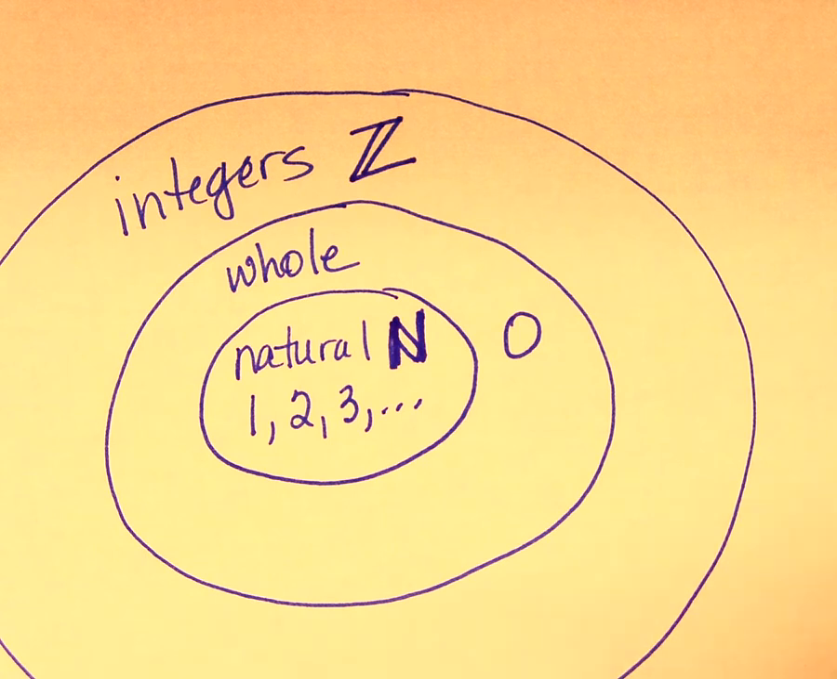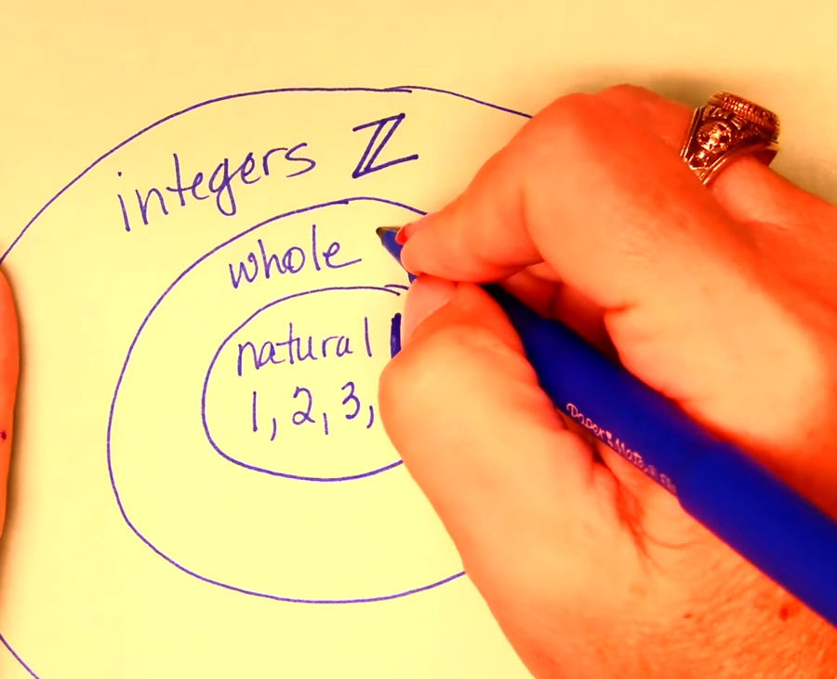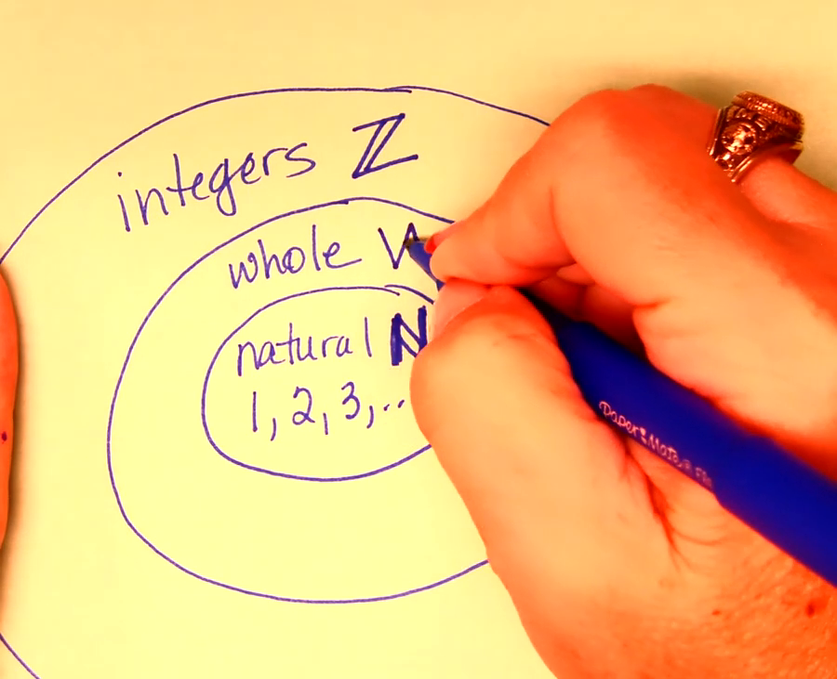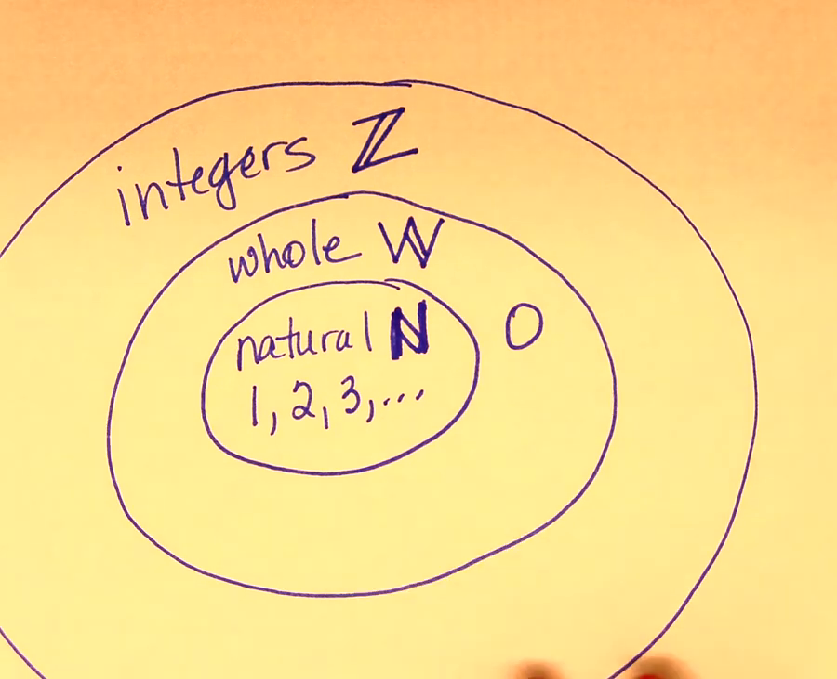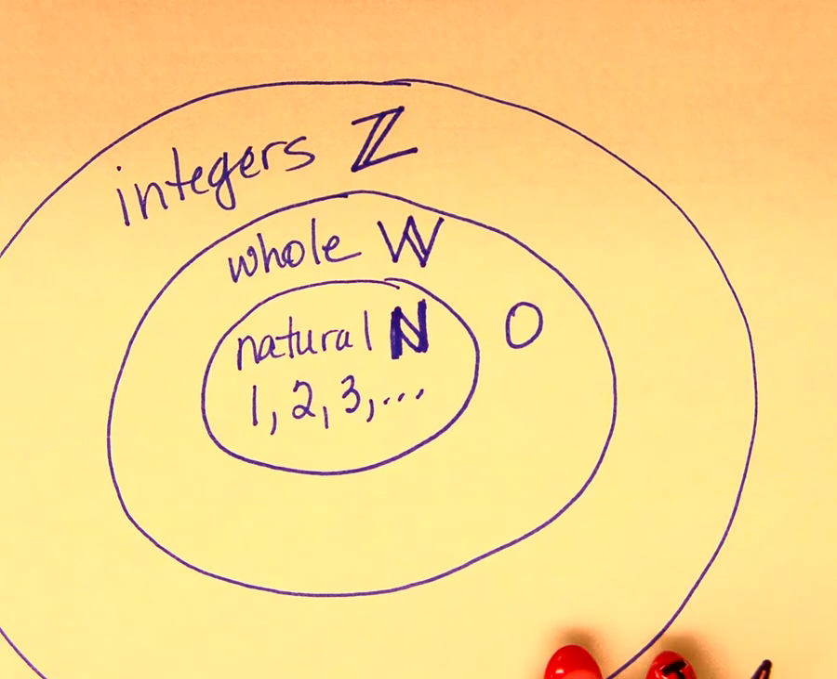Does whole numbers have one? What is it? What do you think? Yeah, W, right? A fancy W. It's just a fancy W, right? Any questions? So give me some examples of integers that are not whole numbers.